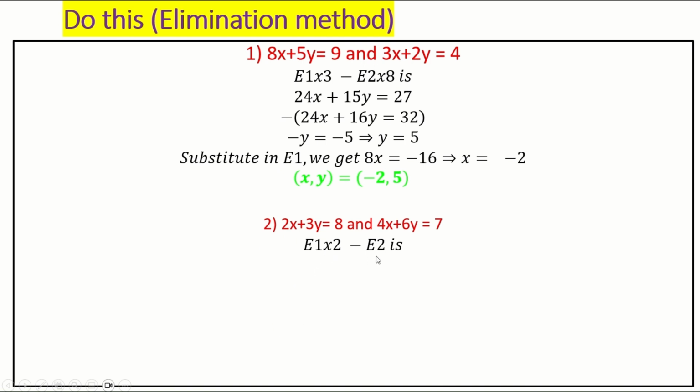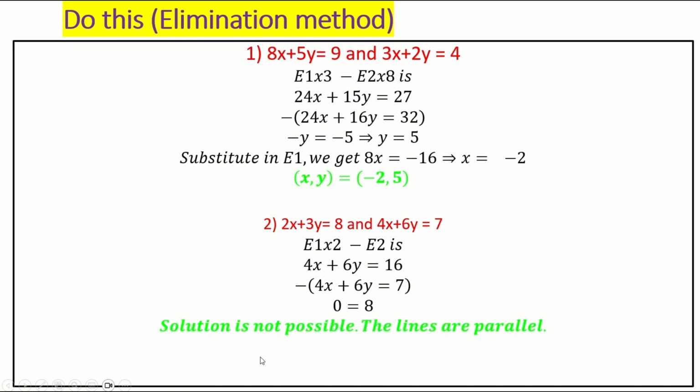E1 into 2 minus E2, because it is just 2x and 4x, right? So first equation will become 4x plus 6y equal to 16. Second equation is minus 4x plus 6y equal to 7. If you see, both variables will be off. Okay. So you got inconsistent solutions, which means these are all parallel lines. You can tell easily, right? These are parallel lines. So this is the inconsistent solutions. Okay. Next.